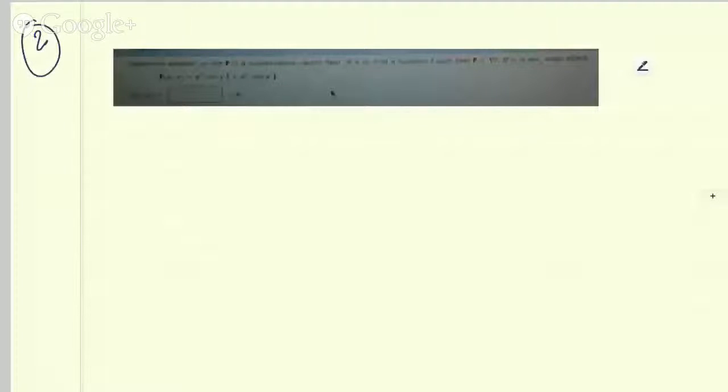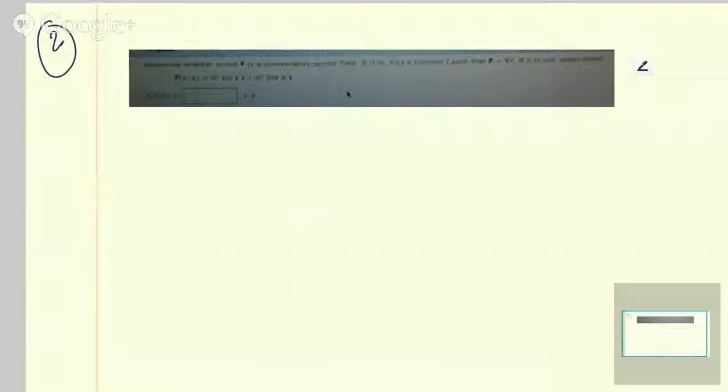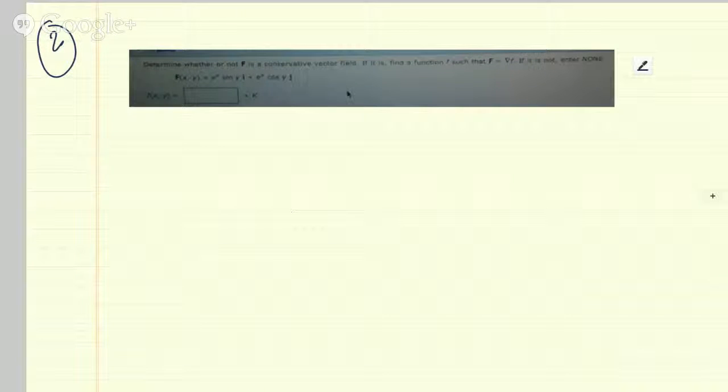Okay, so the question asks to determine whether or not the vector field is conservative, and if it is, to find a function f whose gradient is the vector field. So first, to test if the vector field is conservative or not, we know that P is the i component, which is e to the x sine y, and Q is e to the x cosine y.